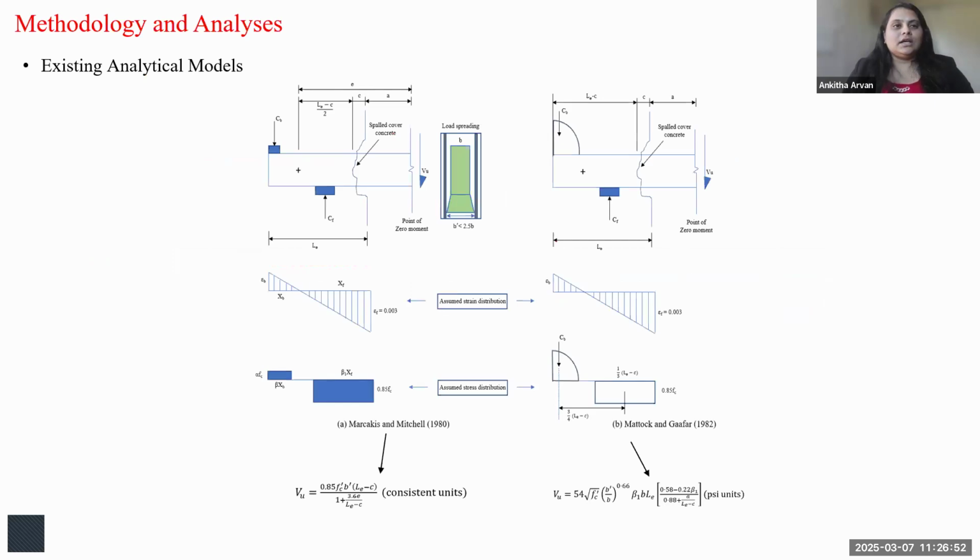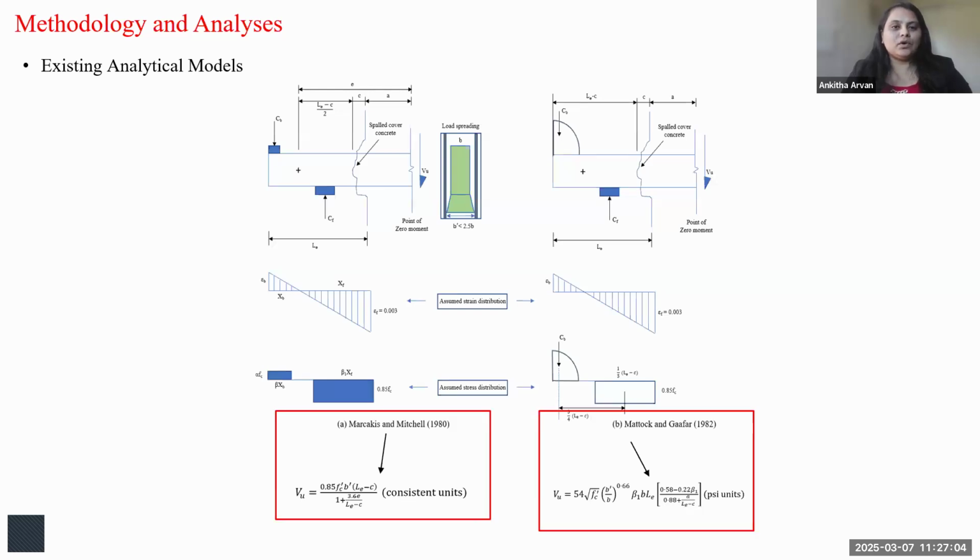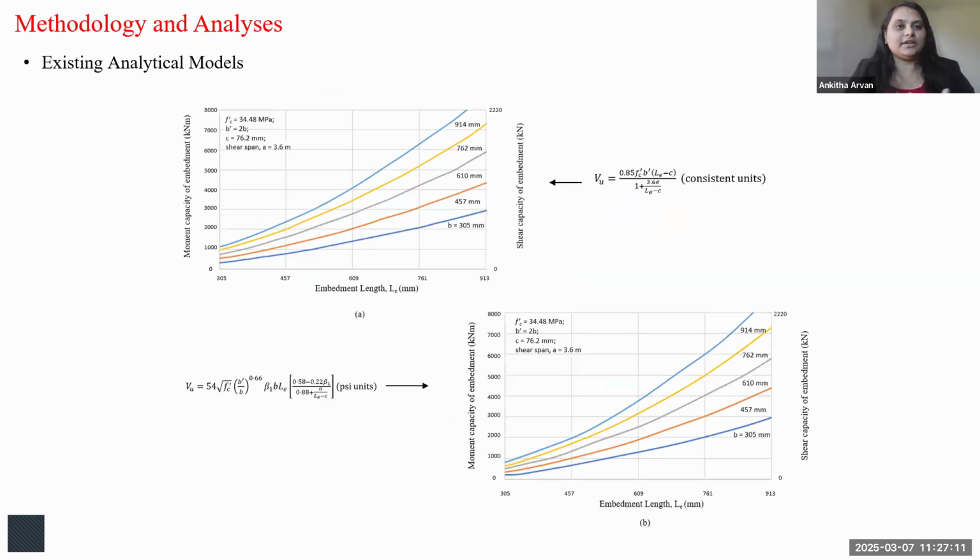For this, we did find existing analytical models and equations considering a steel member embedded into concrete, and they had equations to find the moment capacity. Here you see these equations by Markakis and Michel and Mattock and Gaffer. We recreated these equations to find out the effect of embedment length on the moment capacity and shear capacity. Based on the width of the pile, you see some graphs were developed just to understand how the moment capacity varies.